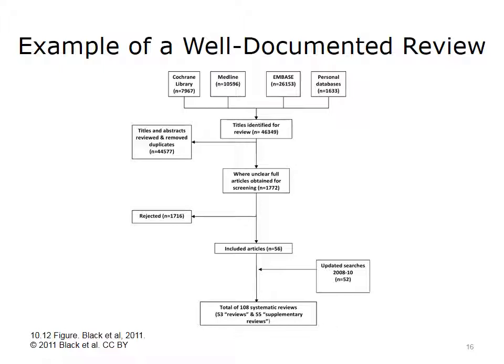Once they got rid of all that, they were down to 1,772 articles. When they looked at what articles actually dealt very closely with their topic, they got rid of 1,716, which means they were left with only 56 articles to fully analyze based on their initial review. They then redid the entire process with the updated searches and found another 52 articles. They ended up with 108 overall as part of their systematic review.